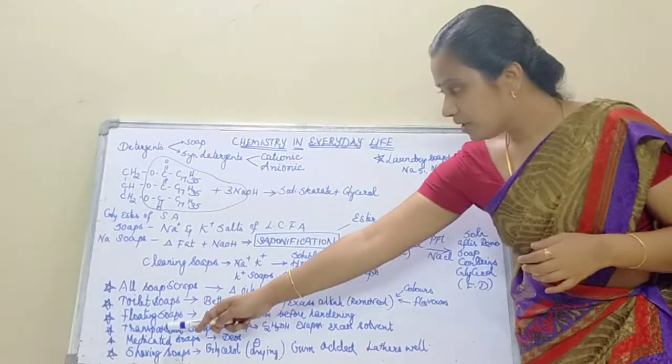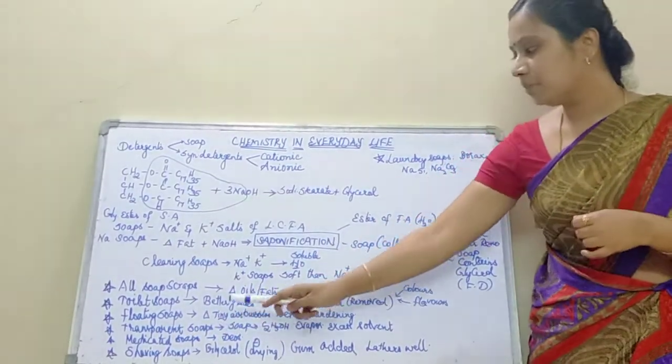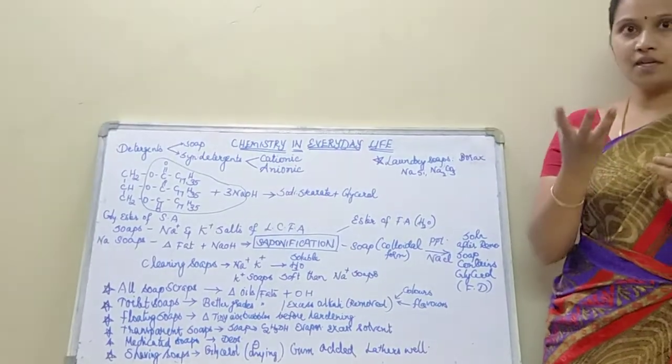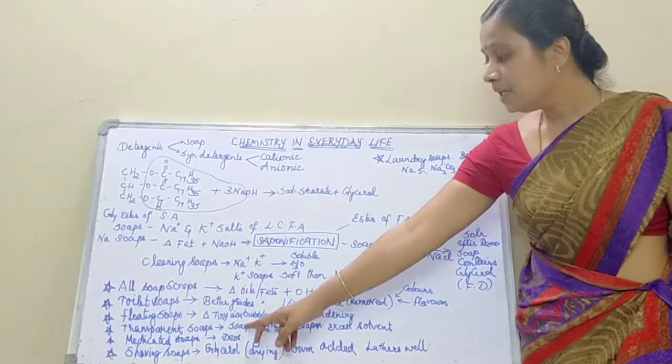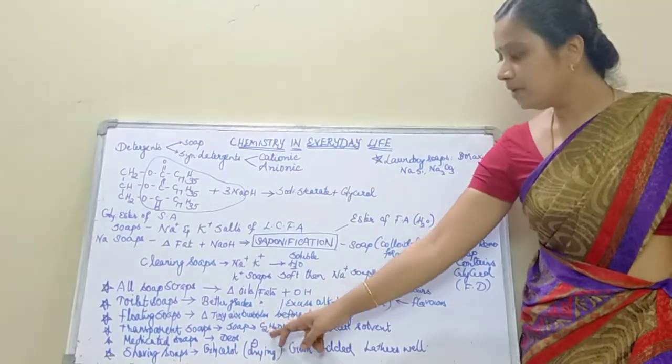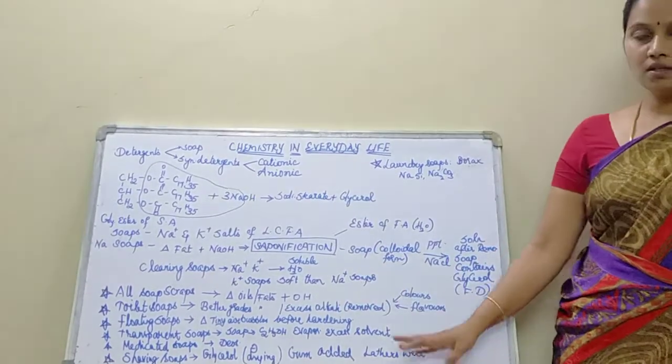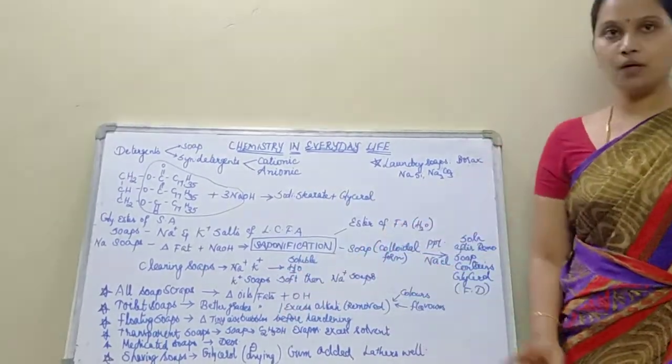Now, what is the next grade of soap? The next grade soaps are transparent soaps, like your Pears soap, which is very transparent. Why? Because these soaps are dissolved in ethanol and the excess ethanol is evaporated. That's how transparent soaps are produced.